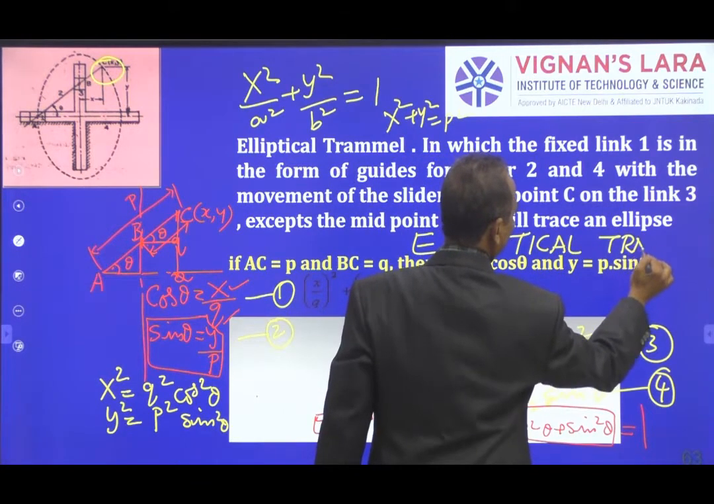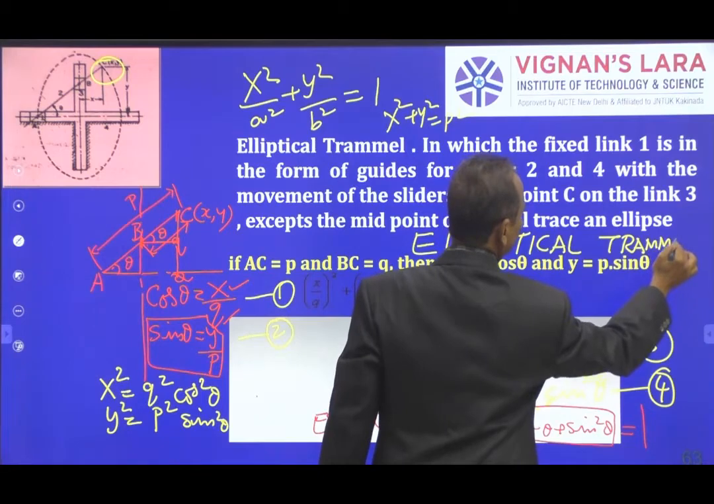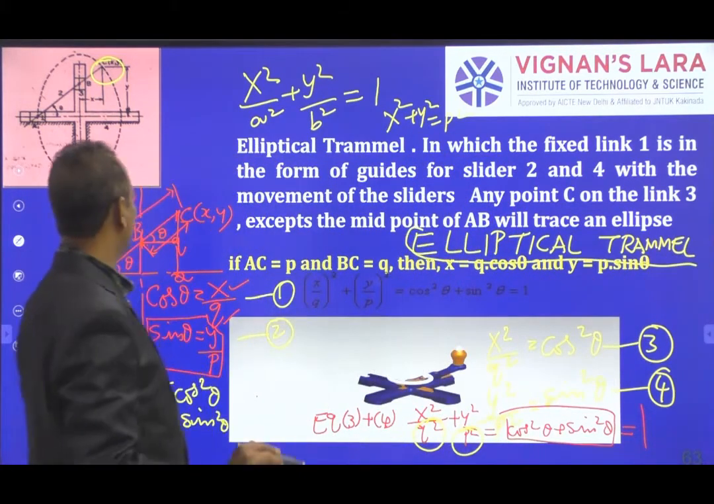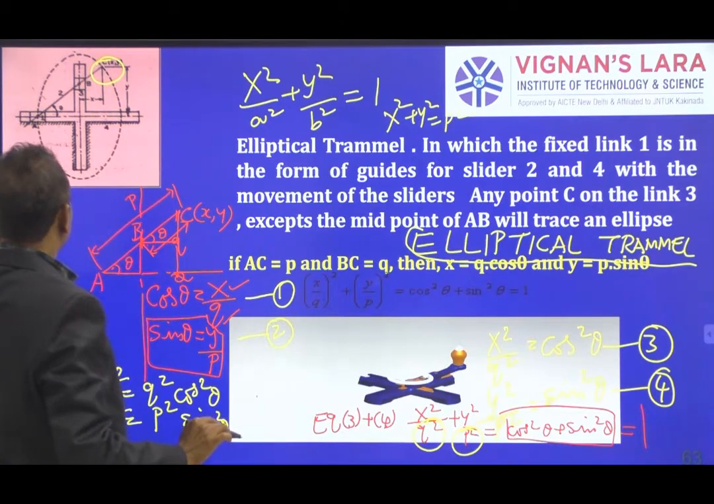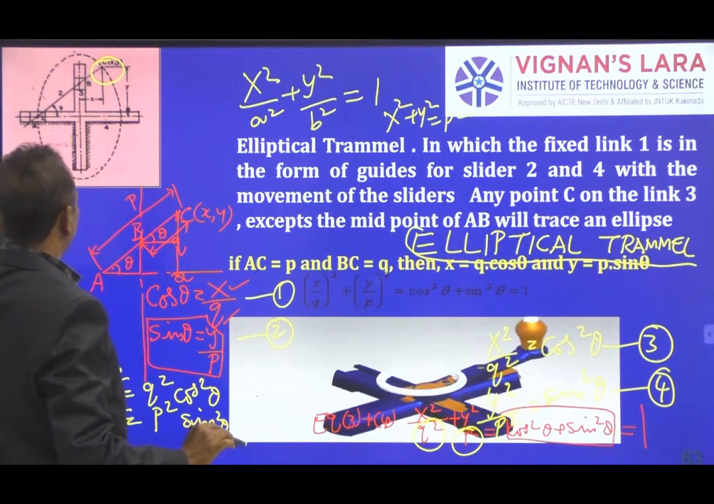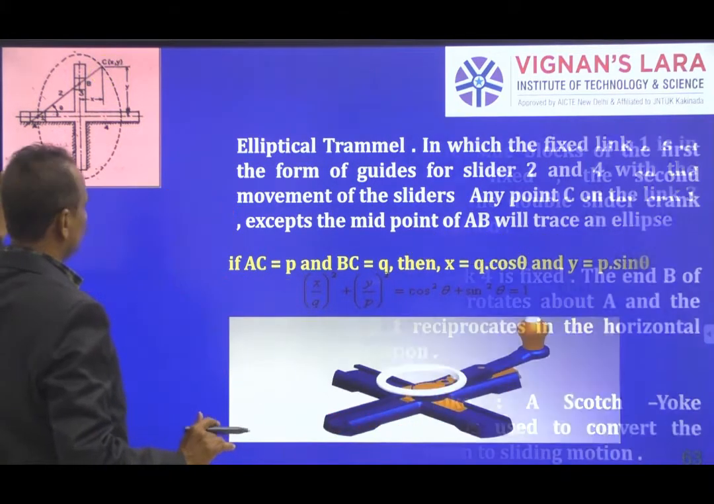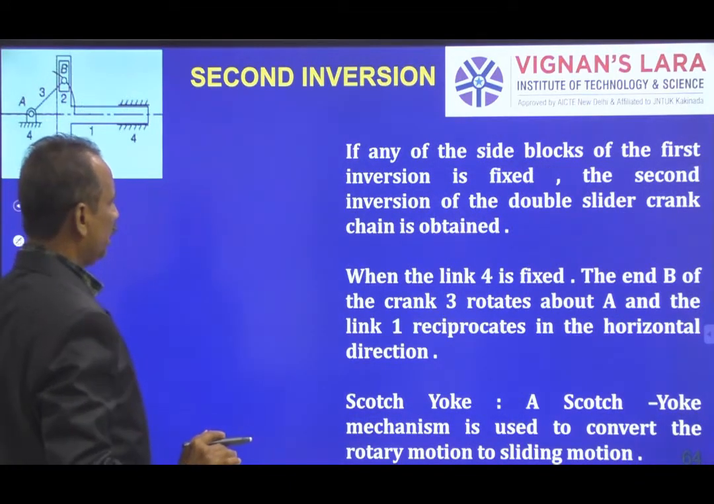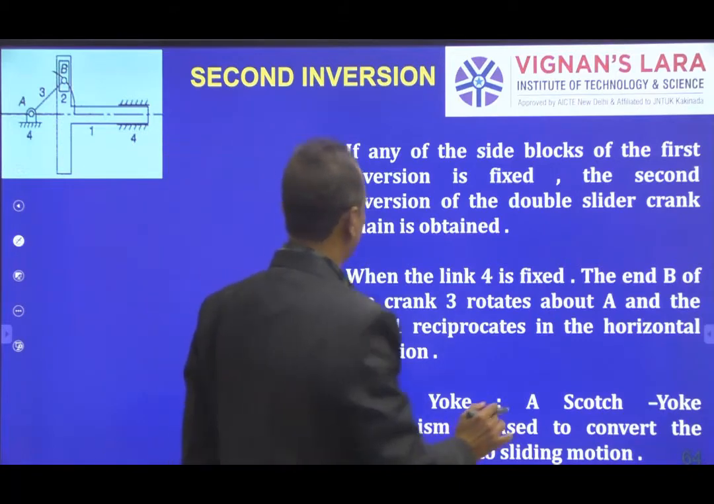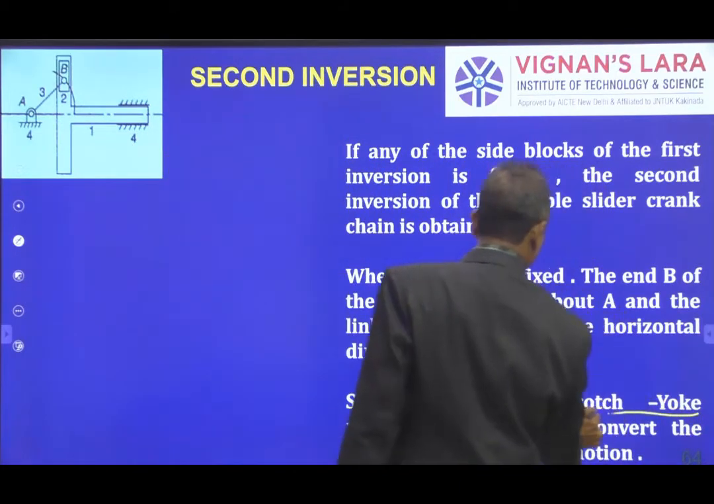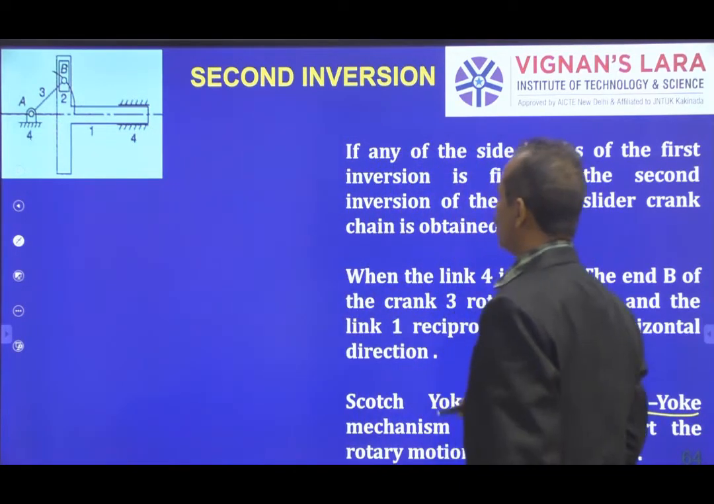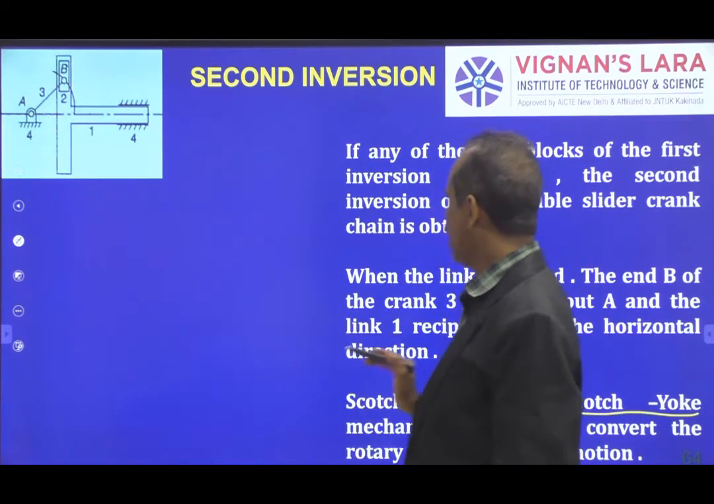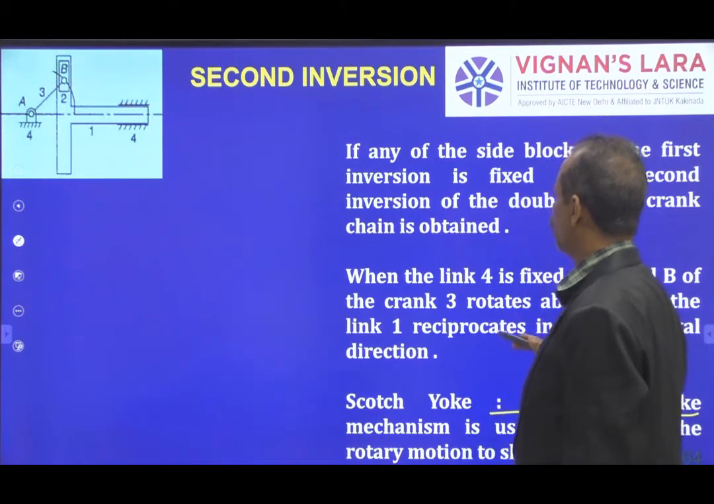Elliptical triangle. The first inversion is an elliptical triangle. Let us come to the next inversion. That is the second inversion, which is called a Scotch Yoke Mechanism. How we can get this mechanism and what this mechanism will do.